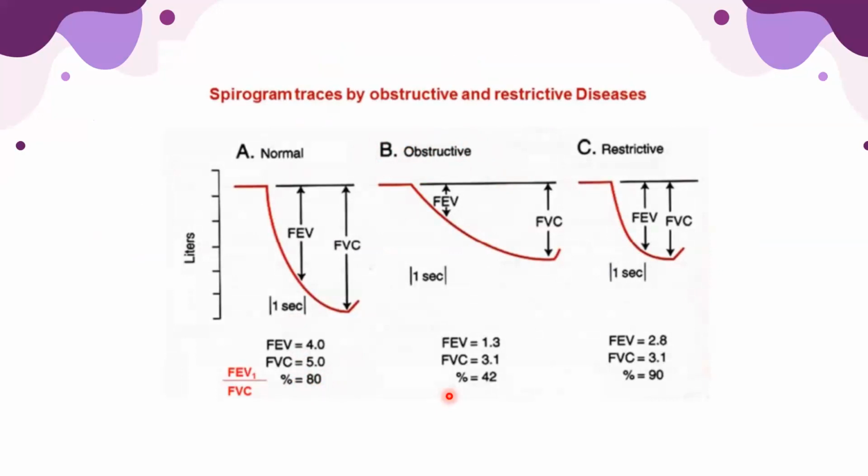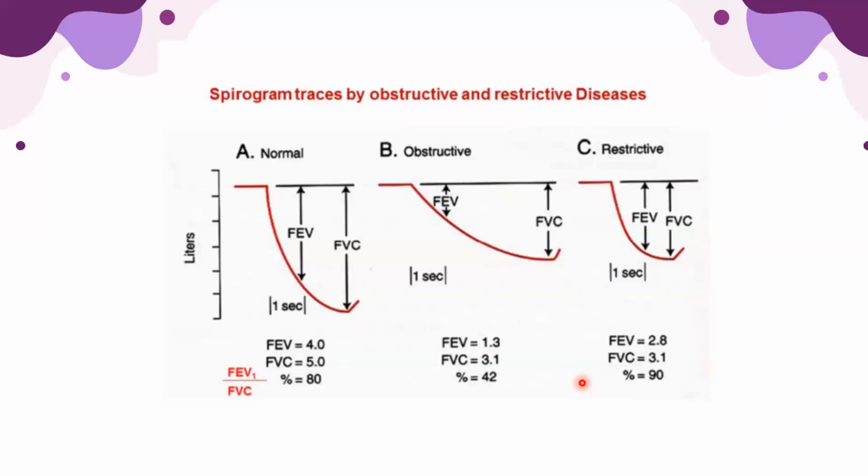If you look at restrictive lung disease or restrictive lung pathology, you will see that the FEV to FVC ratio has actually increased. Obstructive and restrictive lung diseases are a broad category, one of the broad ways of classifying lung pathologies. When you come to third year, you'll do it in more detail. So you'll study types of obstructive lung diseases and types of restrictive lung diseases.